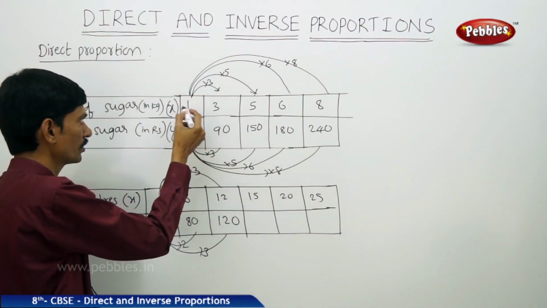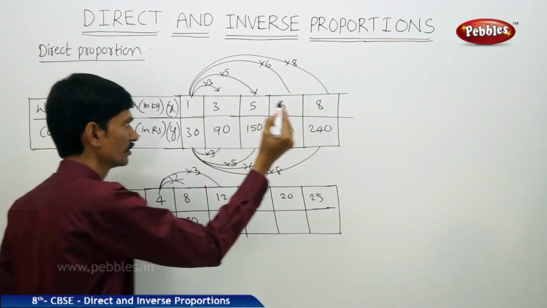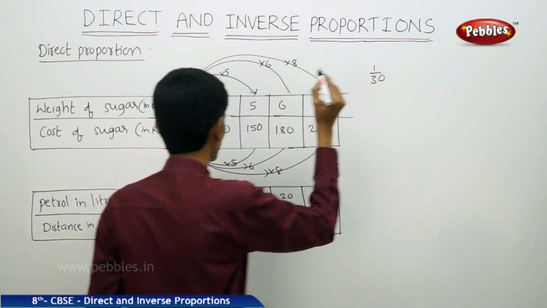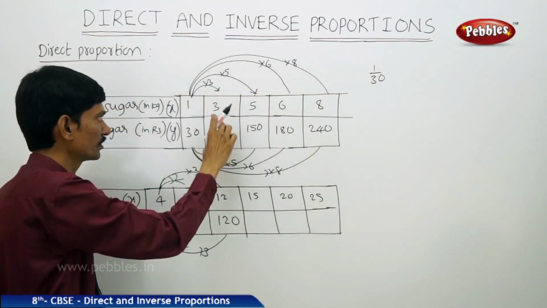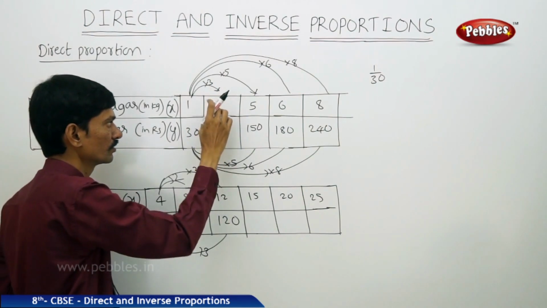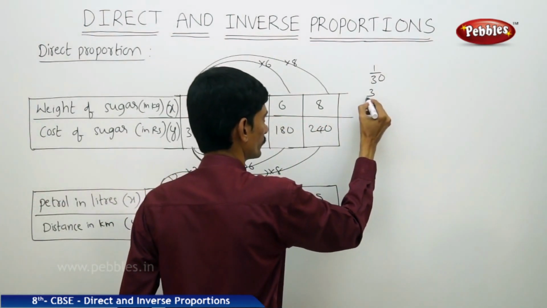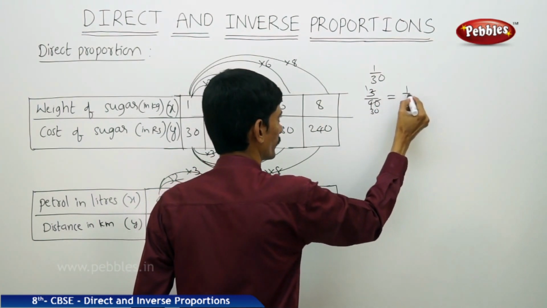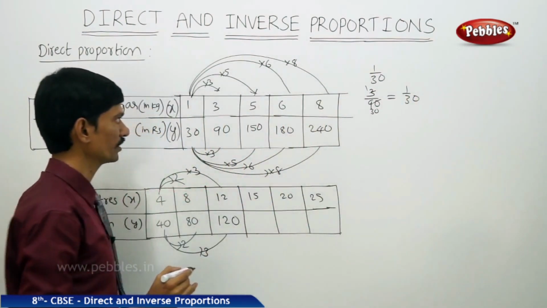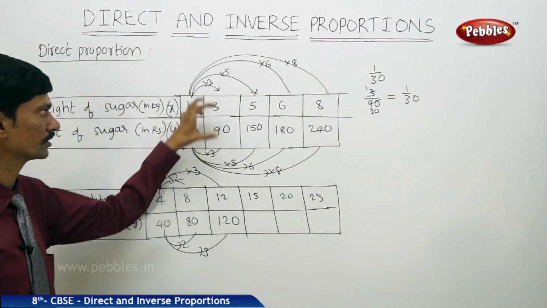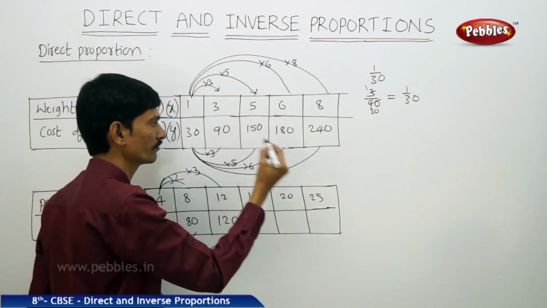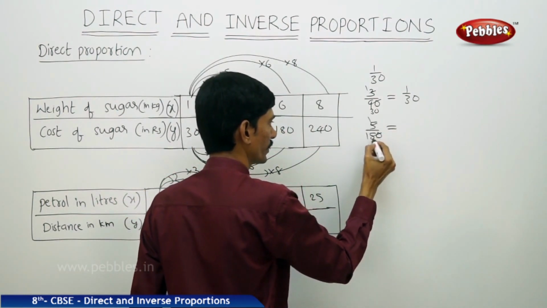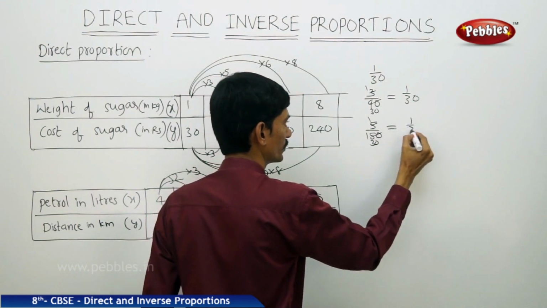Now let us take the ratio of x and y in the first case. So 1 by 30, and the ratio between the two quantities in the second case is 3 by 90. If we cancel, 3 ones are 3, 30s are 90, so this equals 1 by 30. And let us find the ratio between these two quantities in the third case. That means 5 by 150. So 5 by 150 equals, 5 ones are 5, 5 30s are 150, so this equals 1 by 30.